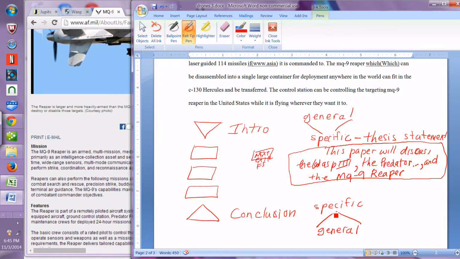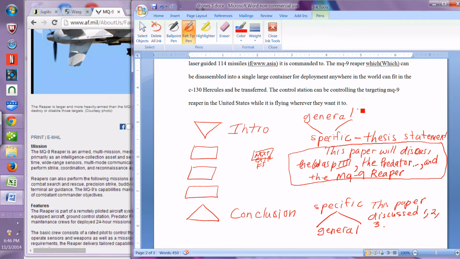And our conclusion does exactly the opposite. You're going to talk about what you just put in your body paragraphs. And although we say this paper will discuss, we don't really want to word it that way, but that's the concept. And the same with the conclusion. You would say this paper discussed. And we're not going to use these exact words. And we'll put the first body paragraph, the second body paragraph, and the third body paragraph. So that's how we write our intro and our conclusion. We go from general to specific, and from specific to general for a conclusion.